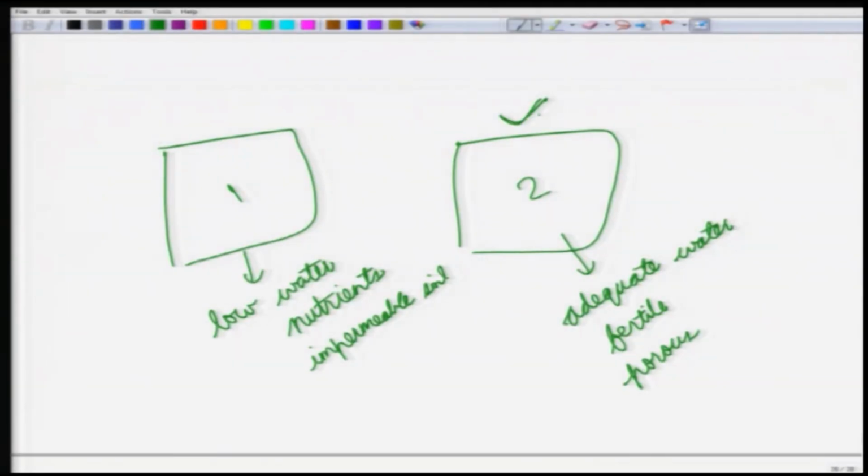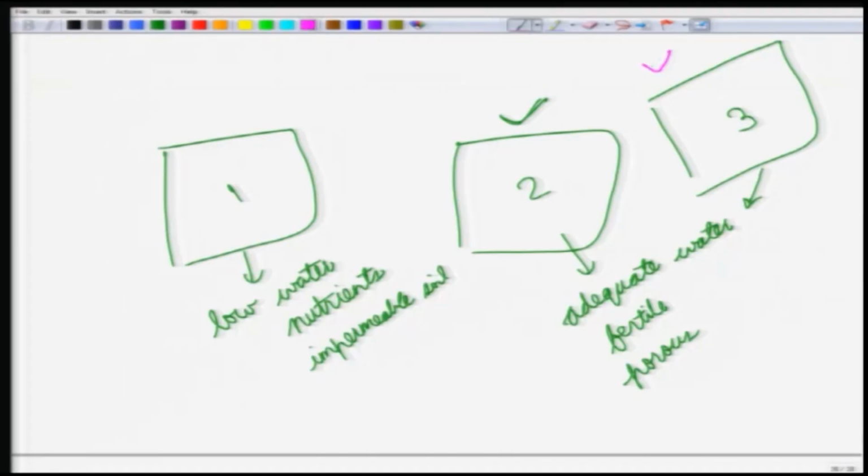So, obviously, site 2 will be a better site, but then let us consider a third site which is also having all these three things. It is also having adequate water, it is fertile, it is porous, and probably both these sites are right next to each other. But then in site 2 you do not do any silvicultural operation. In the case of site 3 you are doing scientific management.